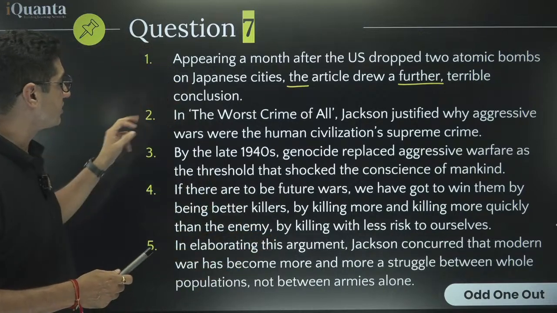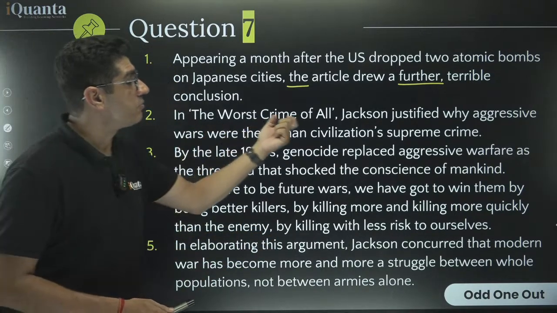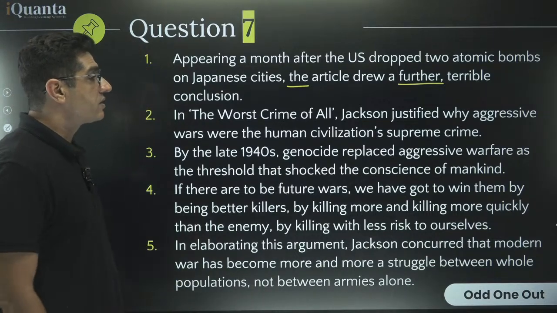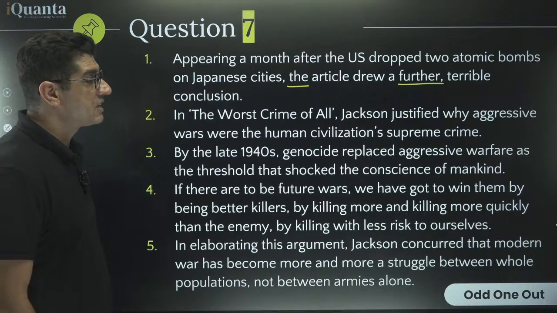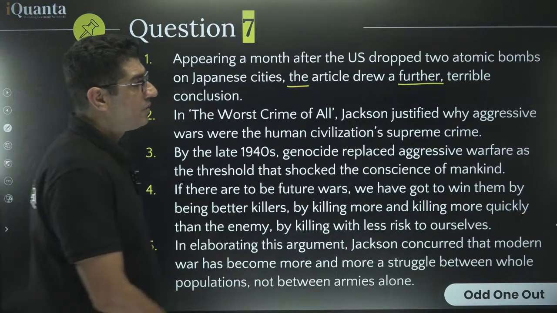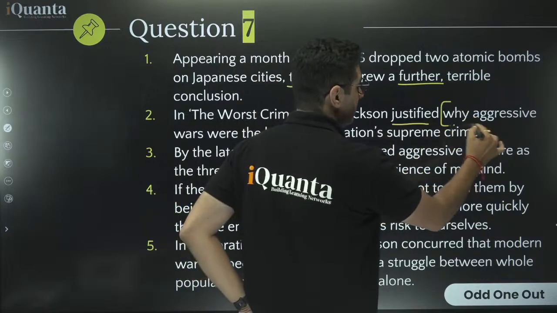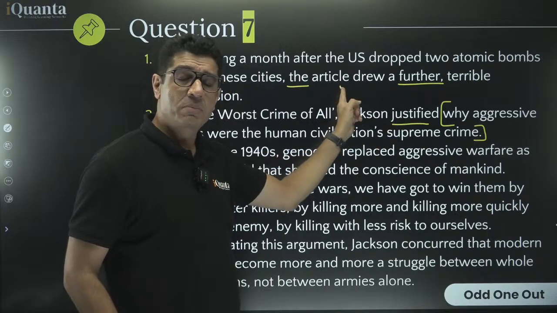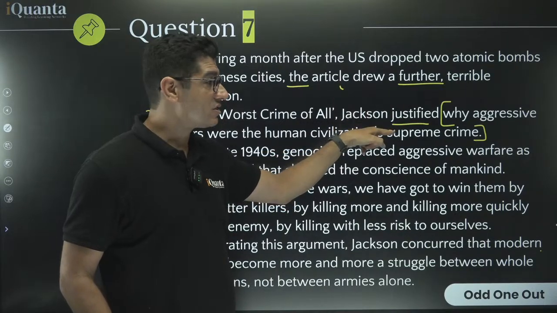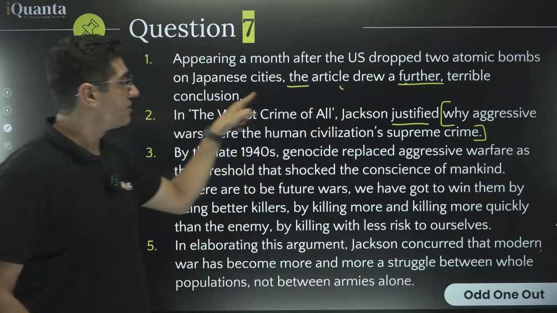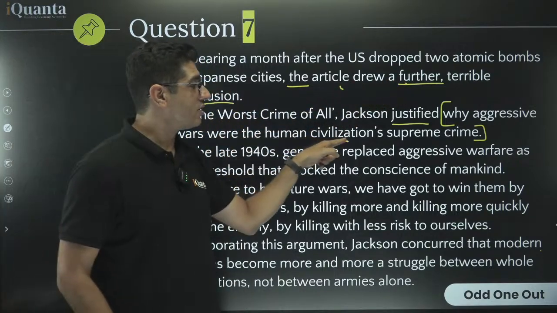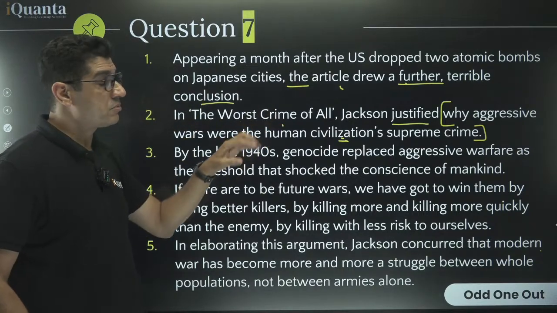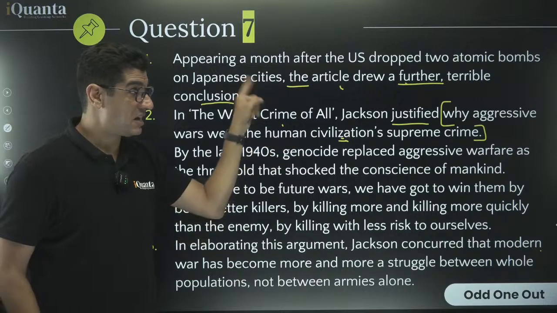So let's check. Okay, then second, in the worst crime of all, Jackson justified why aggressive wars were the human civilization's supreme crime. So when you justify a stance, then that stance is a conclusion. Your justification is the premise. So this is a conclusion. I see a further conclusion, and I see a conclusion. I see that connection. I see the article. This can be the name of an article. So we may connect it.